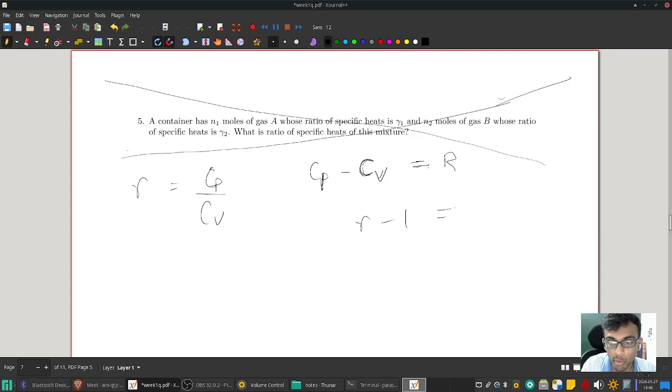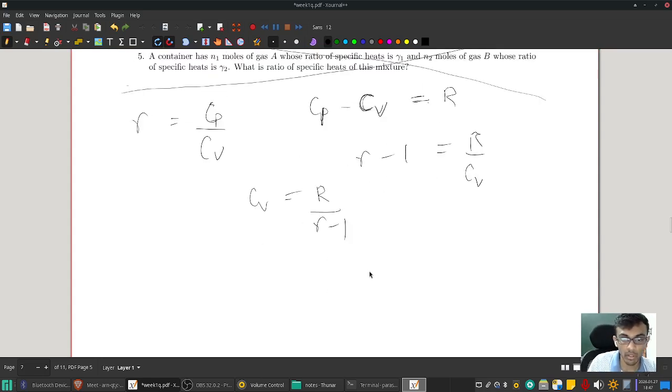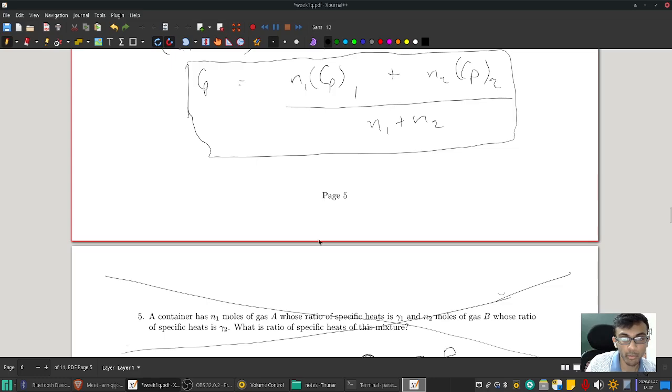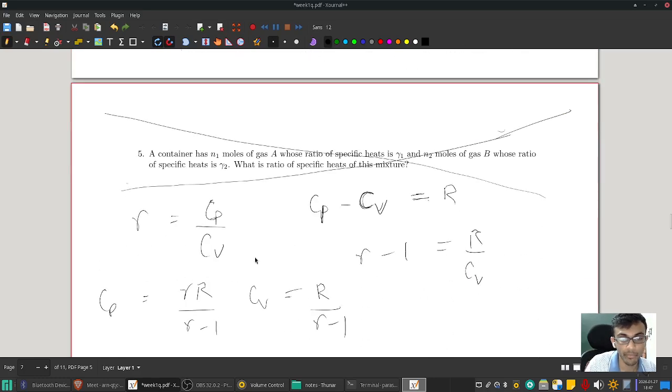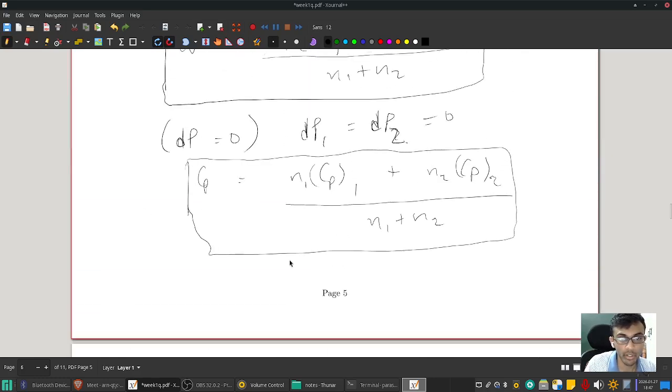So gamma minus 1 would be R by Cv, or Cv is R by gamma minus 1, and Cp would be then gamma R by gamma minus 1. So we can substitute these for individual specific heats here.